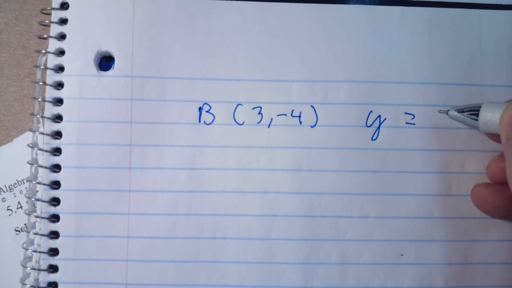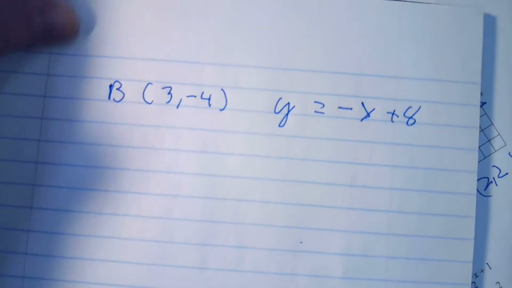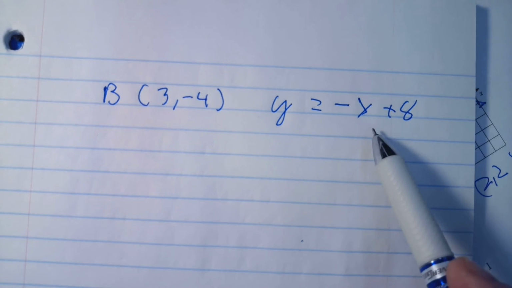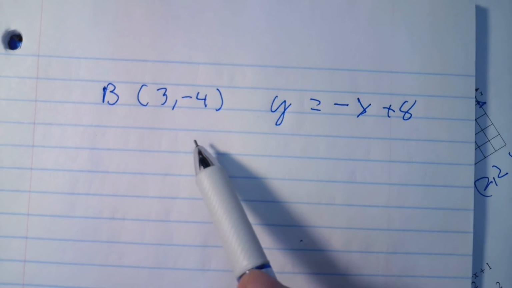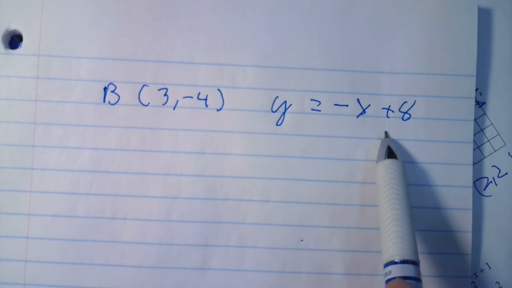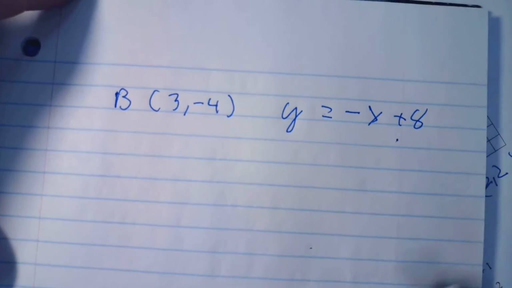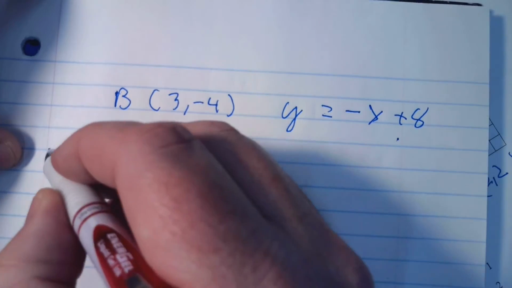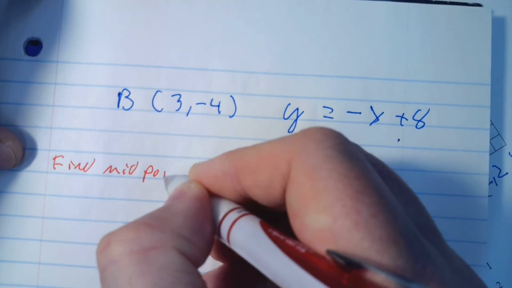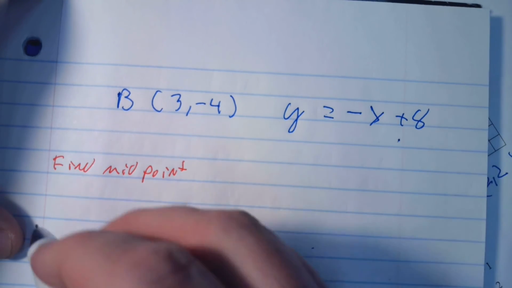And y equals negative x plus 8. Here's what I want. I want a line that is perpendicular to this line that goes through the midpoint. Okay? So it goes through this point, goes through the midpoint, and is perpendicular. So remember the 3 things that we need to do on that. The first thing we need to do is find the midpoint. Second thing we need to do is, well, find the perpendicular slope.